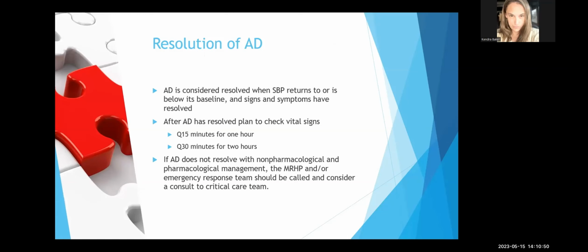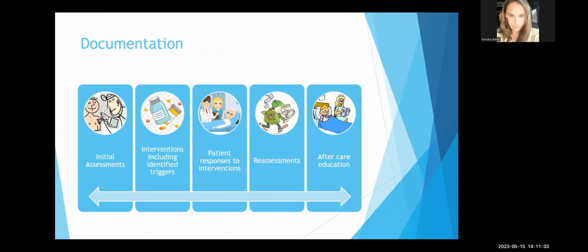And if our strategies aren't working, we are now going to consider this an emergency, and your emergency response team should be called, and you might consider a consult to critical care. And then your documentation should include what your assessments were, what your interventions were, how they responded, and your reassessment, and then the ever important education that you provided for your patient.